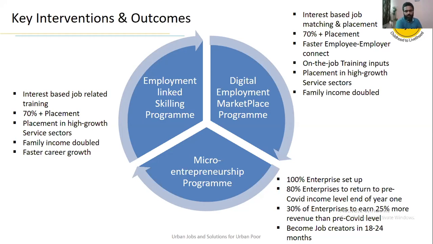Family income doubled. This is one of the outcomes. When we look at the family, we identify only one person as the primary earning member, because about 70% of the time the women in the family are not earning. So the father earns either through self-employment or some small informal sector job. Once we add a youth to the family, the income immediately doubles and the family is in a better position from there on. Another outcome is faster career growth, which this program offers.